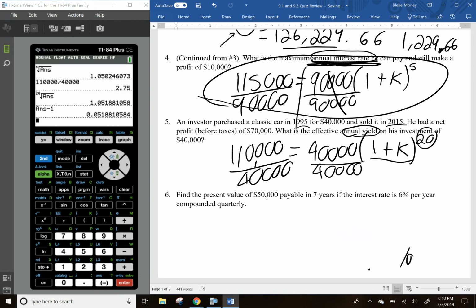Number 6. Find the present value of $50,000 payable in 7 years if the interest rate is 6% per year compounded quarterly. Keep in mind, you're going to have two present value formulas: the present value of an annuity, and your basic present value formula. This is just a basic present value formula. This is not an annuity.